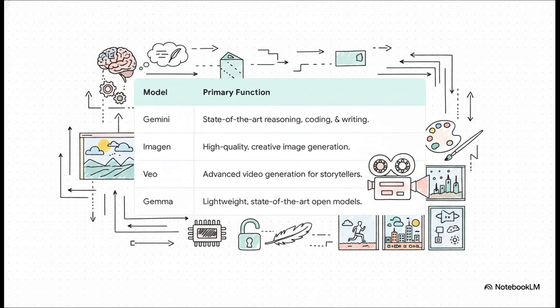And look at the variety here. You've got different tools for different jobs. There's Gemini, which is a powerhouse for reasoning, coding, and writing. You've got Imagen for when you need to create some really high-quality creative images. Veo is there for sophisticated video generation, perfect for storytellers. And then there's Gemma, which is great when you need something powerful but also lightweight and open. Each one is a specialist.